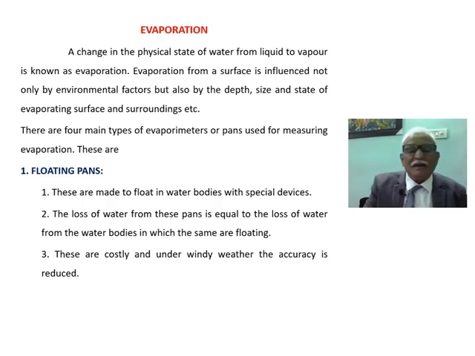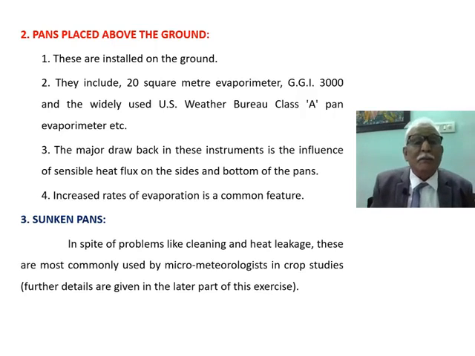Floating pans are relatively costly. Now, what are the next ones? The pans placed above the ground. In the first category, floating pans are used in water. Suppose you want to know the evaporation in a very big lake supplying water to your village, town or city. Simple, just use floating pans. The evaporation is almost directly equal to the pan loss, with perhaps some small constant to multiply as a correction. But under windy conditions, there is a possibility that the accuracy may be reduced.